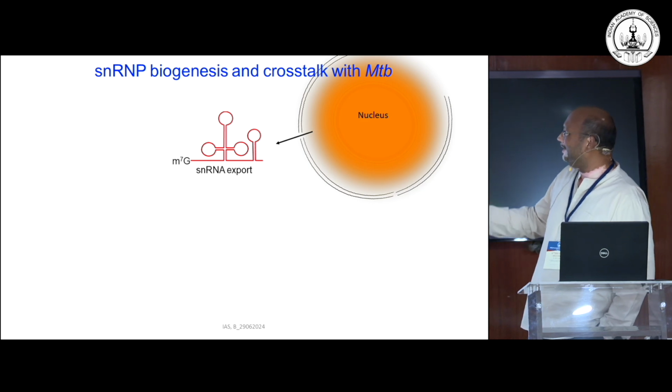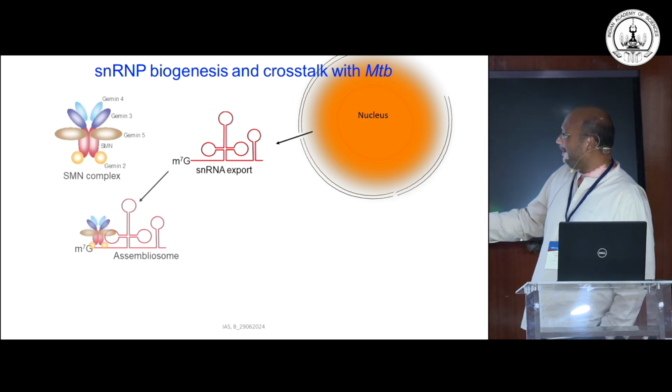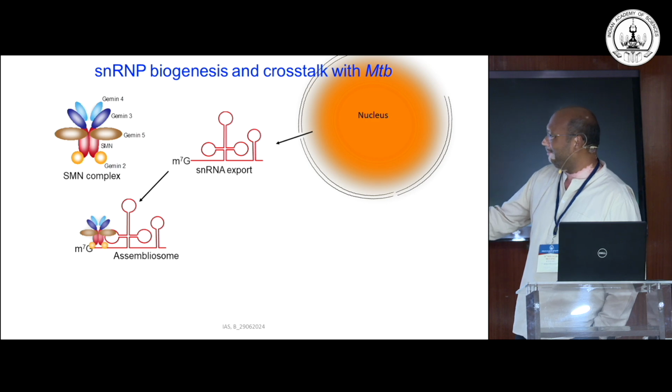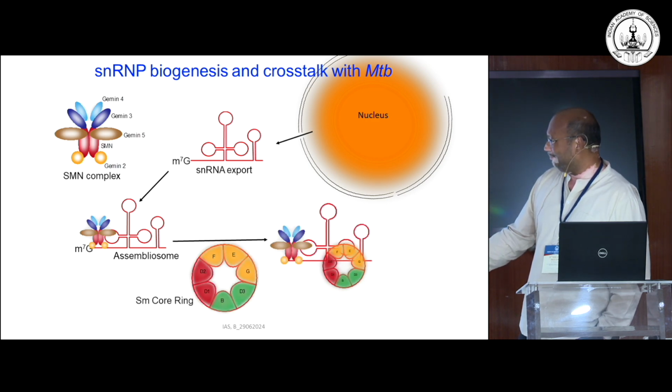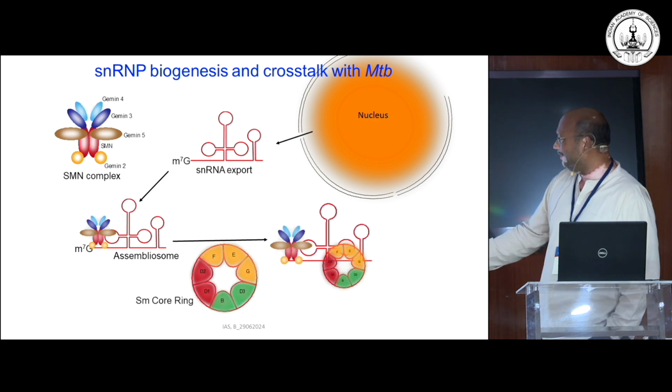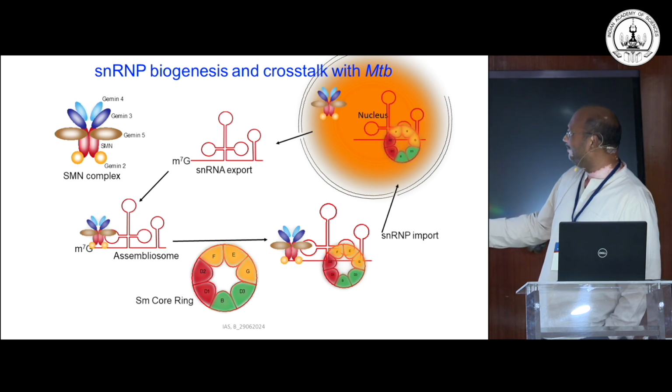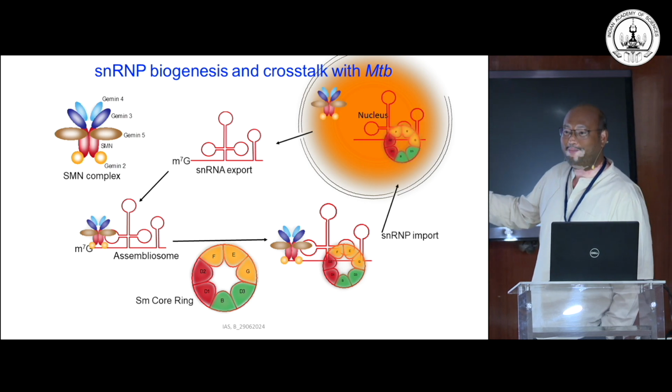It requires snRNA to be synthesized in the nucleus. It comes to the cytosol. It interacts with the SMN complex, and then this heptameric core ring assembles over it. This is now snRNP. It goes back to the nucleus, where it participates in the splicing reaction.